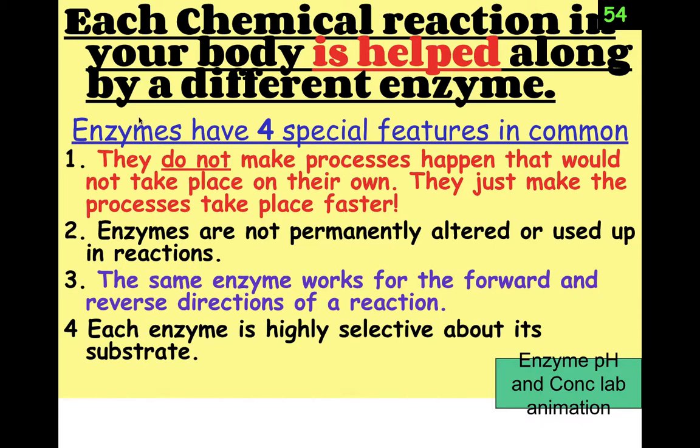Okay, so just to recap, enzymes have 4 special features in common. They are catalysts, meaning that they speed up chemical reactions. They're not used up after reactions. They can be used for forward and reverse directions of the chemical reaction, and they're very highly selective about their substrate, meaning only certain substrates will bond to the active site of certain enzymes.